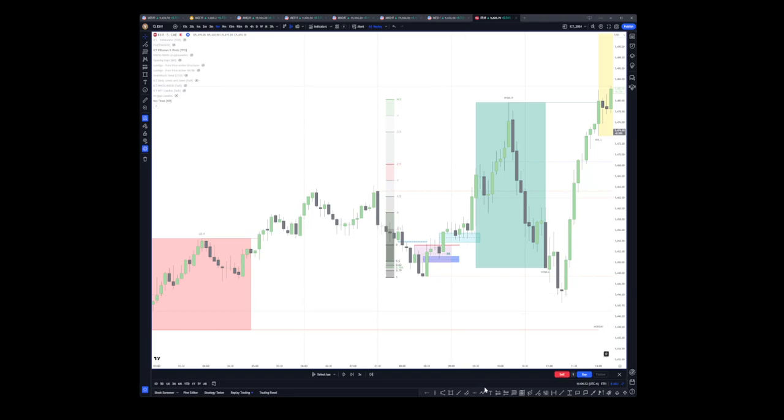The other market structure shift that you can look at is this one, because this is also slightly higher than this one, right? So this was the other market structure shift if you wanted a second confirmation. Now, this fair value gap that you see here, this is where ideally you can take a trade.